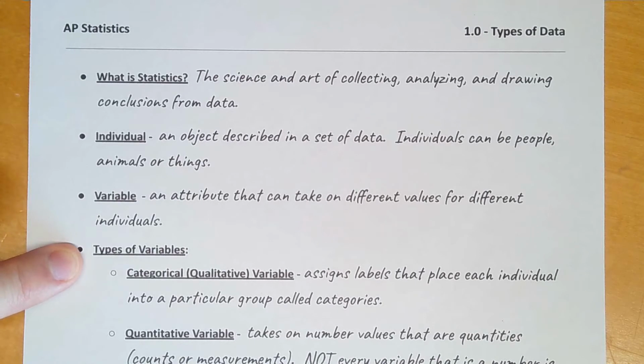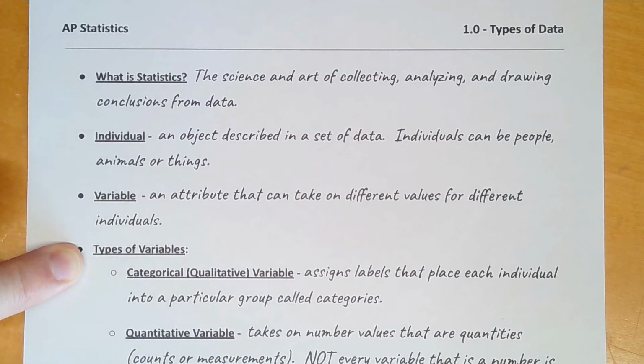Types of variables. There's a couple different types that we're interested in. There's categorical variables, which sometimes are called qualitative. Categorical variables assign labels that place each individual into a particular group called categories. So things like hair color or a sport that you play, things like that, that put you into a particular category would be categorical variables.